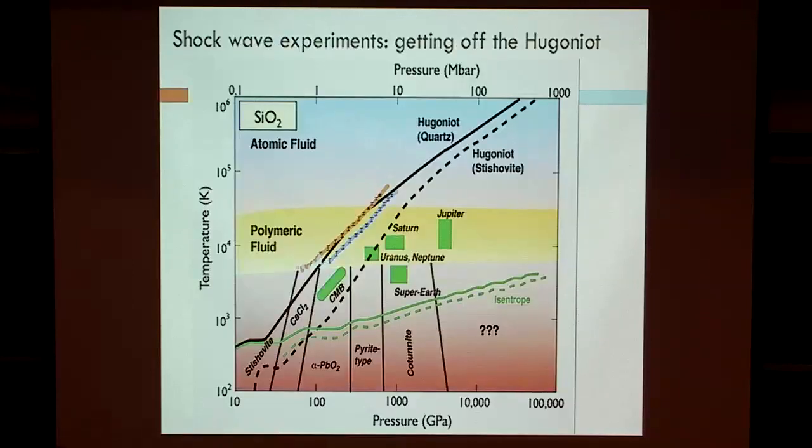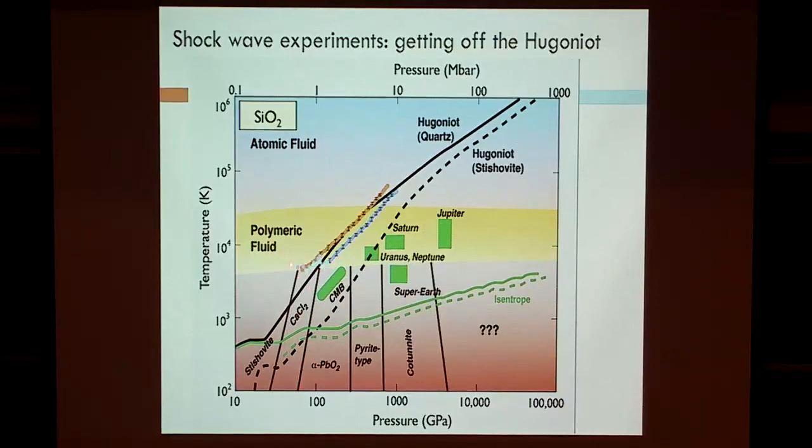And so this is an issue because here is a plot that I stole without credit from a paper by John Eggert. Temperature versus pressure, both log scale. And it shows the phase diagram of silica. And it shows where you get to by Hugoniot experiments. These are decaying shock experiments on silica glass in brown and on quartz in blue. And you intersect the liquidus of silica around 100 GPa, around 70 GPa, with shockwave experiments.